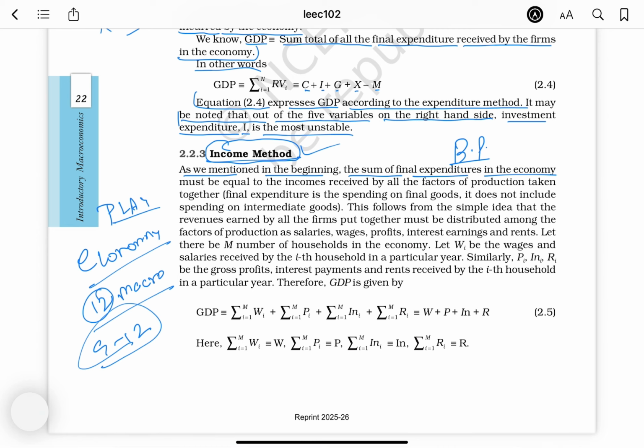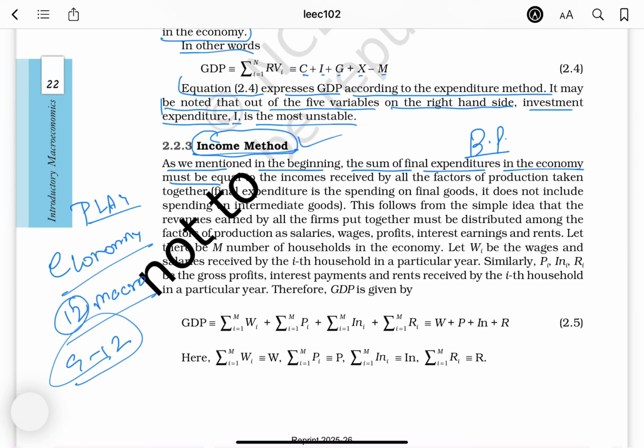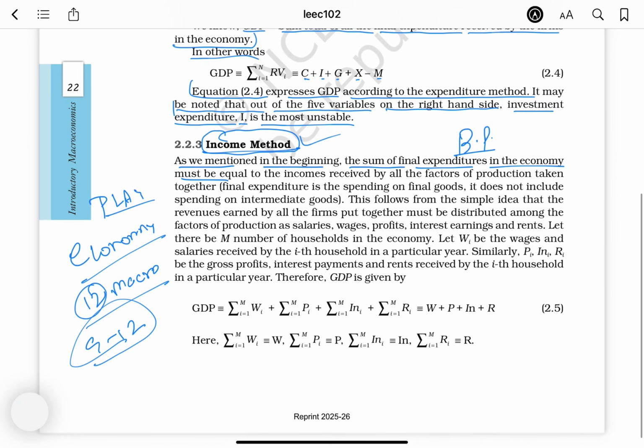Income method: as we mentioned in the beginning, the sum of final expenditures in the economy must be equal to the incomes received by all the factors of production taken together. Final expenditure is the spending on final goods. It does not include spending on intermediate goods. This follows from the simple idea that the revenue earned by all the firms put together must be distributed among the factors of production as salaries, wages, profits, interest earnings, and rents.